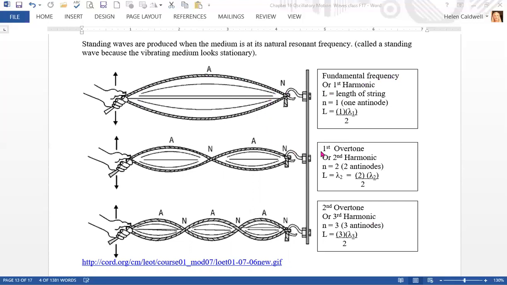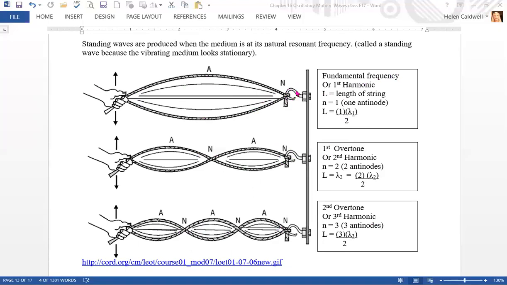The fundamental frequency is what we start out with, 1 loop. The first overtone, you'll notice that tells us we've got 1 loop over the fundamental. So if the fundamental had 1, the first overtone is going to have 2. So 1 more than the fundamental. This one has 2 more than the fundamental, so it's the second overtone. All right, it's important to understand the naming system we use.